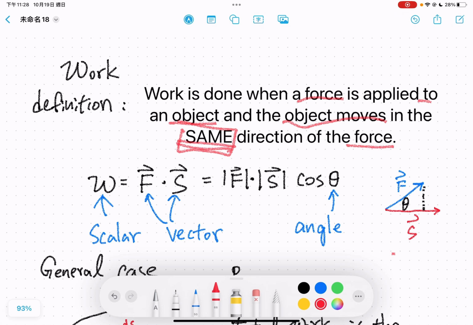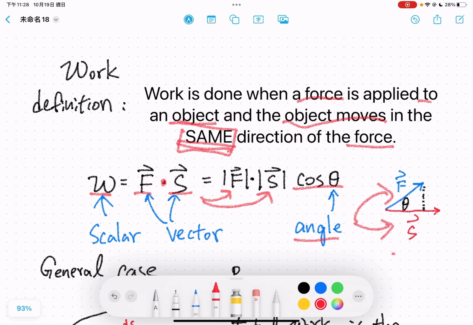So if we want to count such a value, we must use the inner product as the math tool. So the work is actually the inner product of the force and the displacement. By the math form, that is the magnitude of the force and the magnitude of the displacement, and theta is the angle between the two vectors.